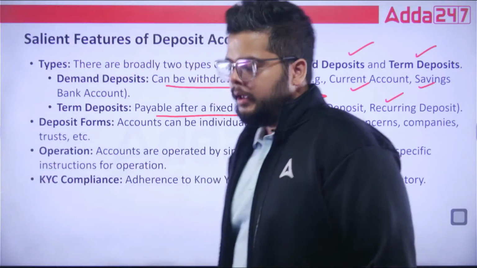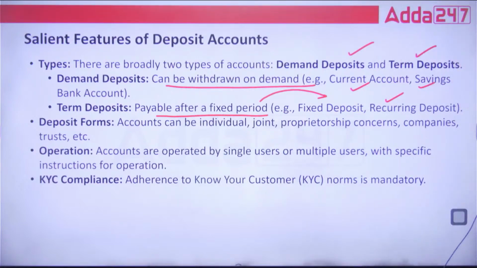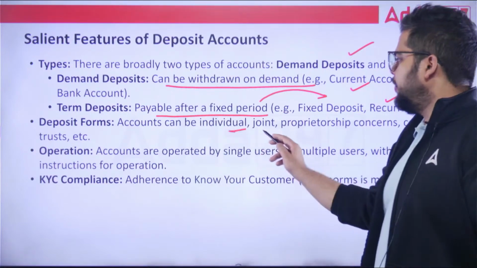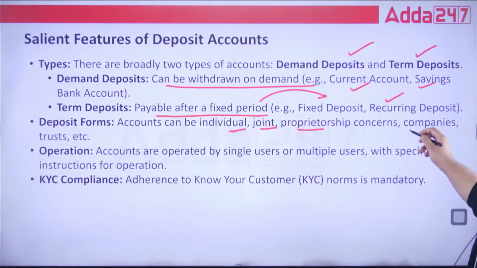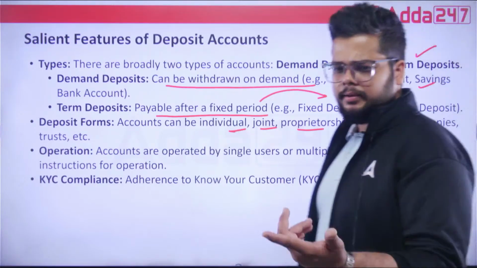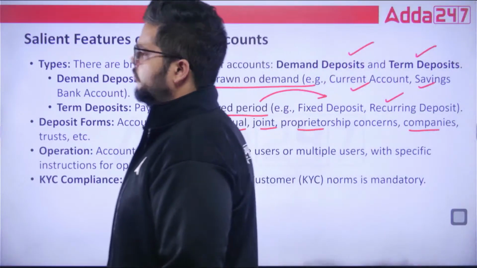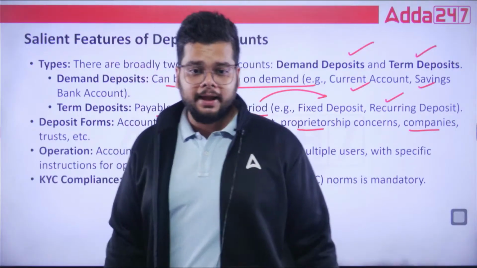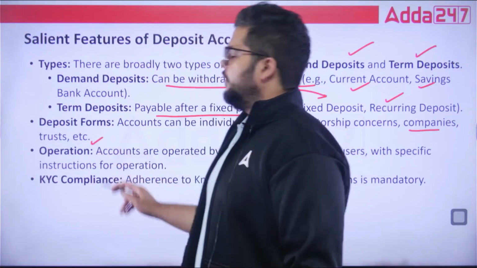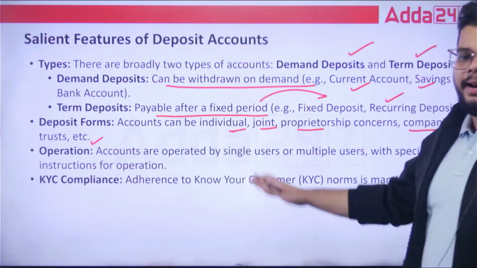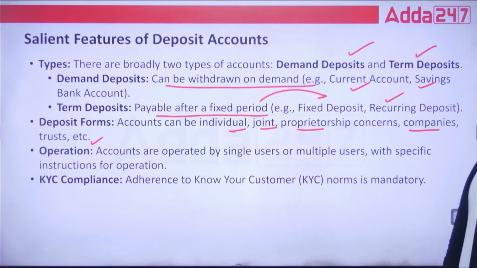Fine. Next is deposit forms. Accounts can be individual, joint, proprietorship concern, companies, trusts, many kinds of deposit accounts can be there. Then operation. The operational aspects are directly linked to this particular topic of operation.